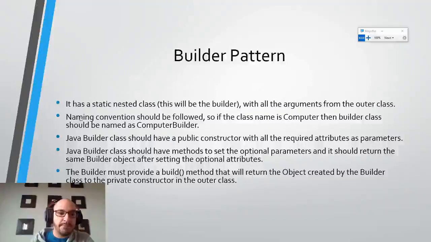Now, the next point here that I have pointed out for you is that the naming conventions should be followed. If the class is Computer, then the builder class should be called ComputerBuilder. Again, you can use ComputerBuilder or BuilderComputer. That really doesn't make much difference, but it's important that the word builder is in there. So in our case, we call this BuilderVisa. Now the builder class should have a public constructor with all the required attributes as parameters. But this is an important one: required parameters. So notice that some of the parameters are required, and some of them are optional.